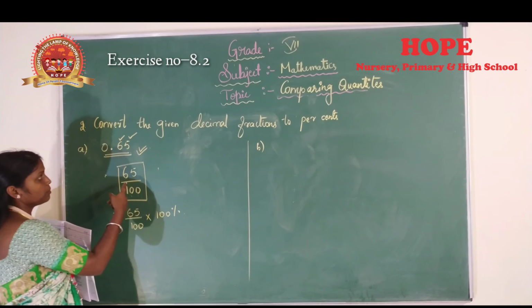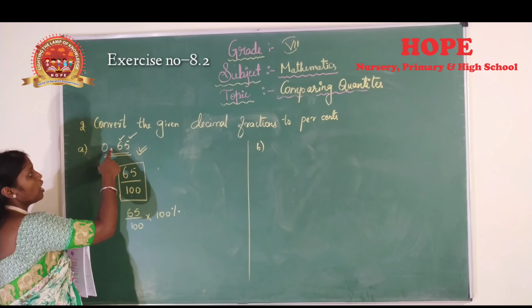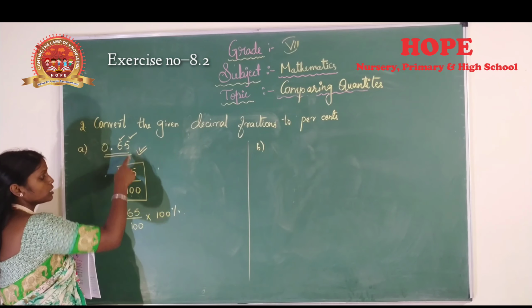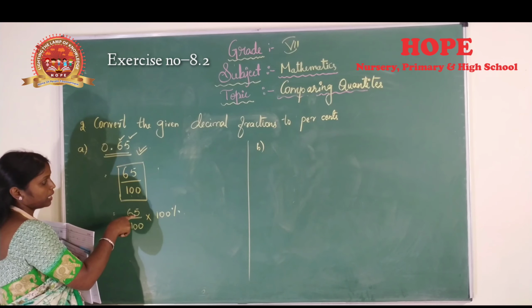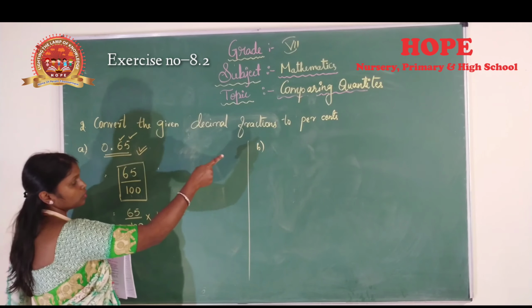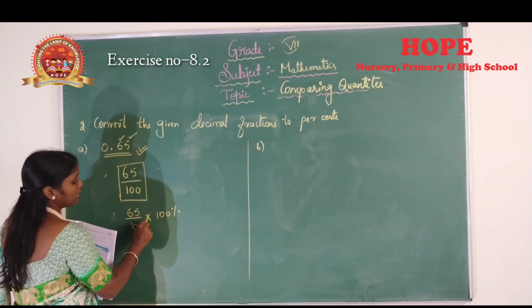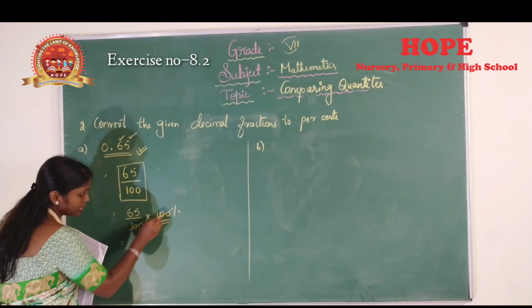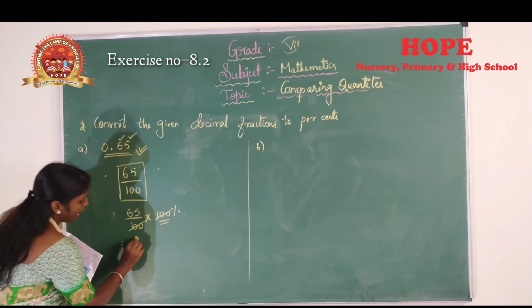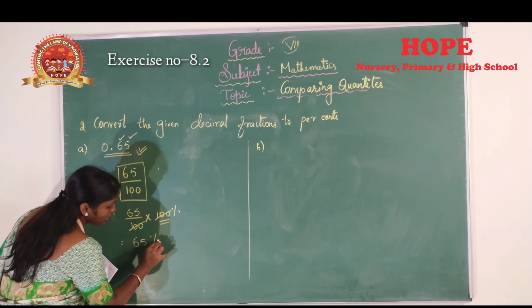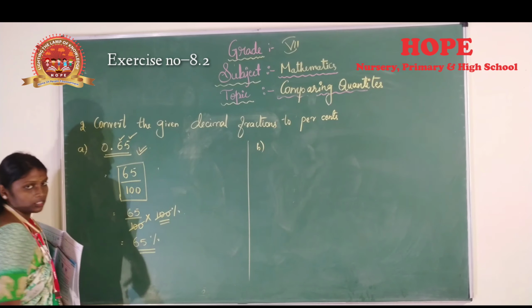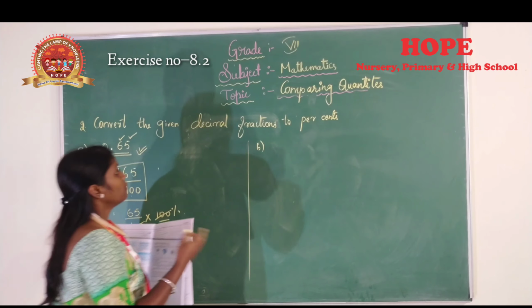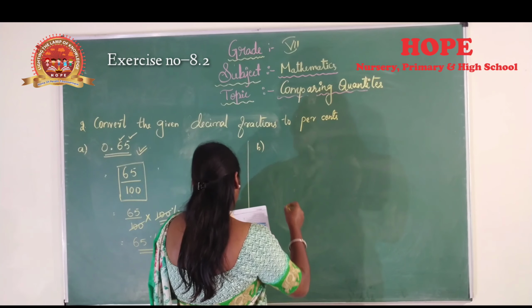Firstly, we have to take out the decimal point. After the decimal point, since there are 2 digits, we have added 2 zeros to the denominator, and to convert it into percent, we have multiplied by 100% in the next step. This 100 and this 100 get cancelled, and the answer that remains for us is 65%. In the same way, we will solve one more example.